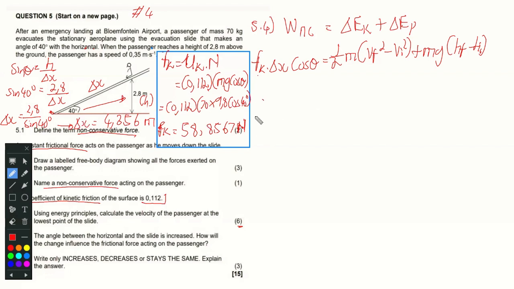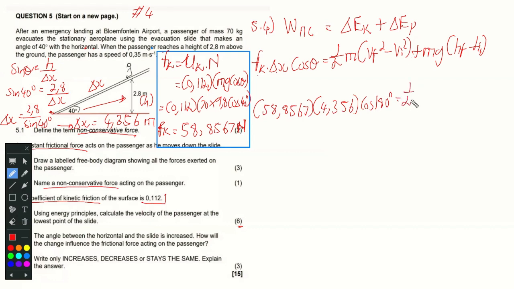So that means I can substitute in here and say this is 58.8567. Now I'm substituting into this formula, multiplied by 4.356, and then cos 180 degrees. We know that the angle between the force and the displacement of an object with kinetic frictional force is always 180 degrees, because we say frictional force does negative work, right?